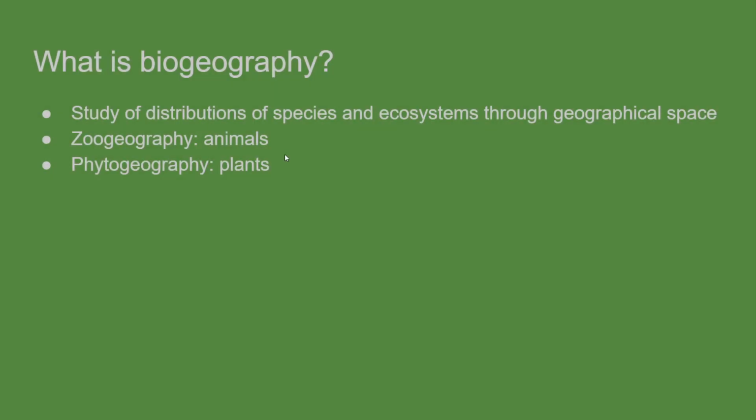Alright, so now I will talk about biogeography. So what is biogeography? Biogeography is the study of distributions of species and ecosystems through geographical space. Zoogeography is the study of animals, while phytogeography is the study of plants.